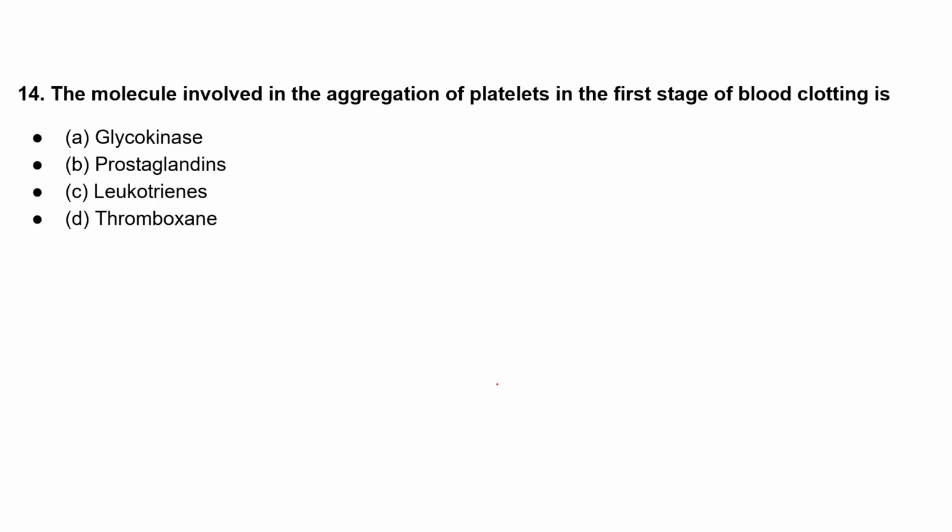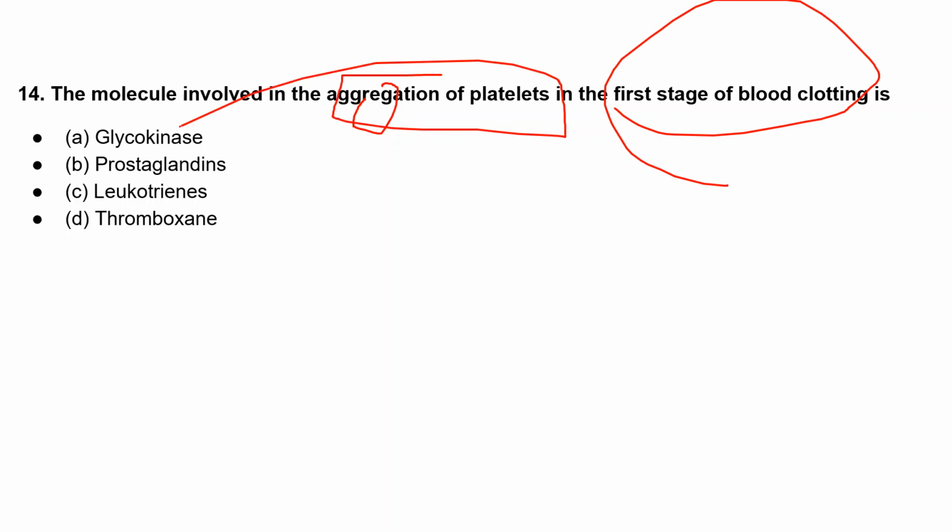So the next question is: the molecule involved in the aggregation of platelets in the first stage of blood clotting is, during the first stage of blood clotting, when the blood just starts forming a clot, which molecule is involved in the aggregation of these platelets? Option A is glycokinase, option B is prostaglandins, option C is leukotrienes, and option D is thromboxane.